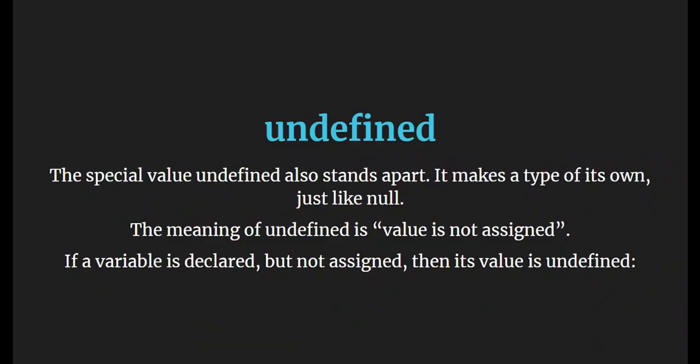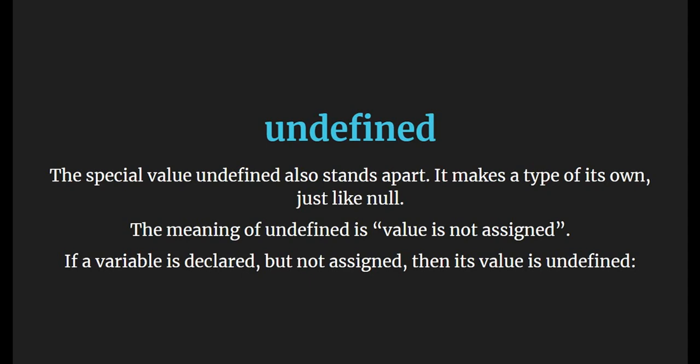Now undefined. What is undefined? A special value, undefined, also stands apart. It makes a type of its own, just like null. Just like null, this is one more special kind of data type. The meaning of undefined is a value is not assigned, right? If the variable is declared but not assigned, then its value is undefined. We previously saw undefined flashing in the console, right?